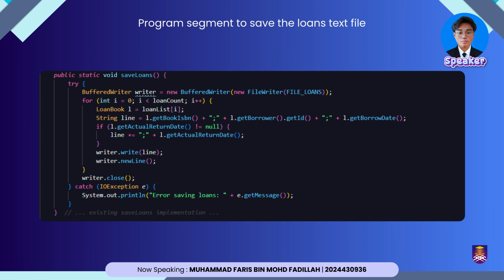This part handles when a book loan needs to be saved. The system loops through the list of current loans and prepares the details for each one. For every loan, it collects the book's ISBN, the borrower's ID, and the borrow date. If the book has already been returned, it also includes the return date. All this information is saved into a text file line by line. Finally, it confirms the data has been saved or shows an error message if saving fails.